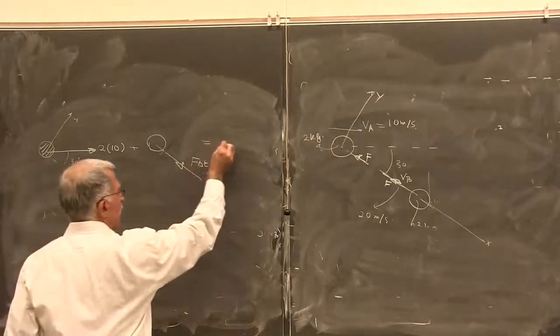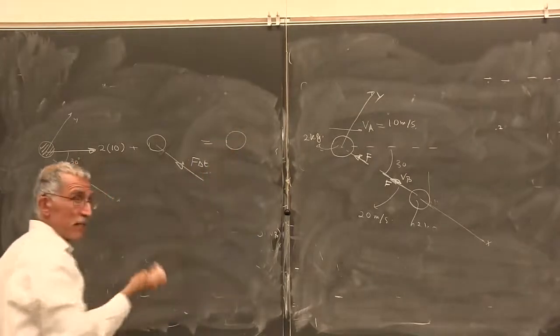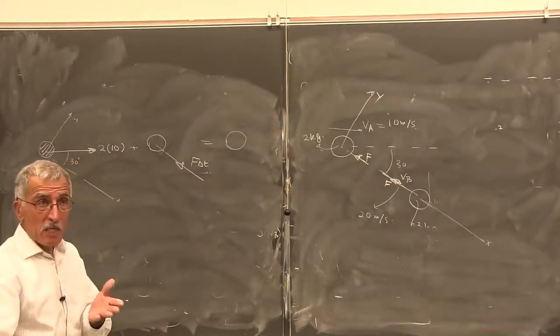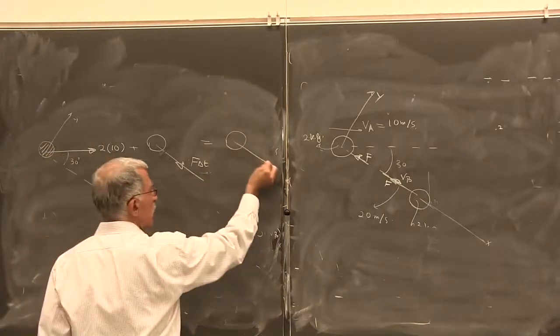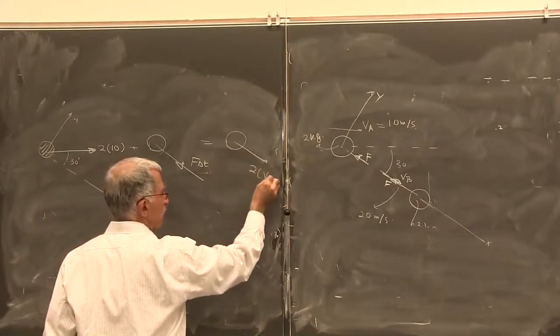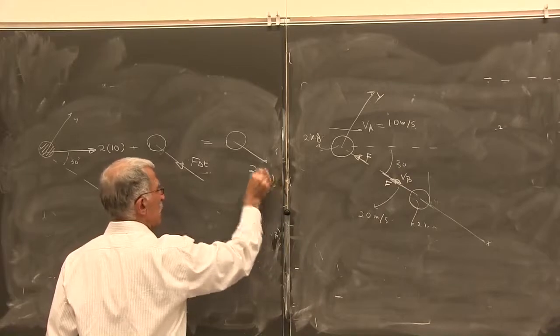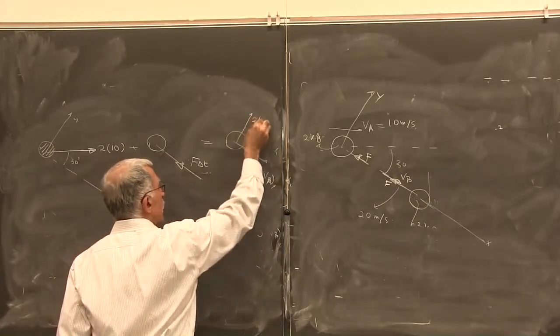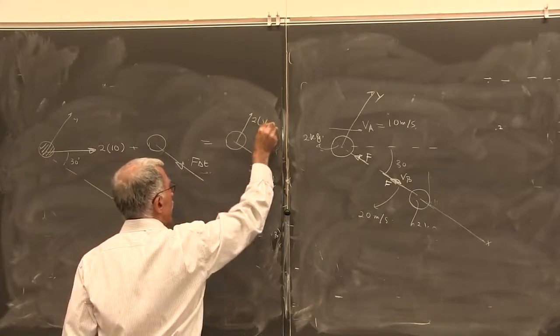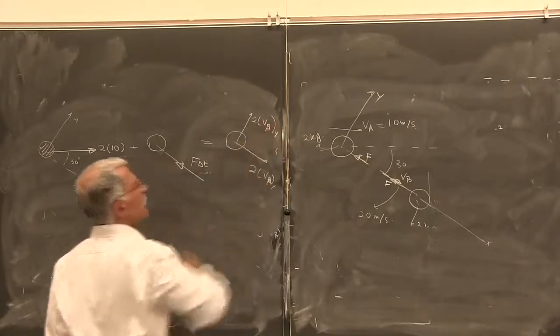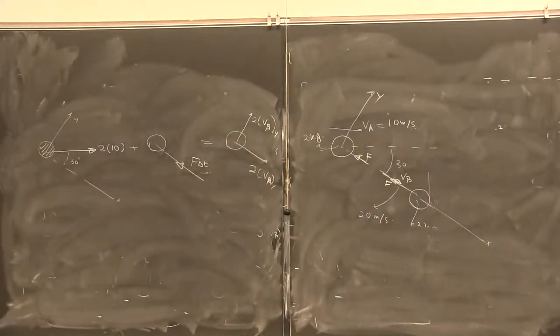As a result of that, the particle obtains new momentum in the x direction and the y direction: 2 kilograms times VAx, 2 kilograms times VAy. Because you have to write in x and y.